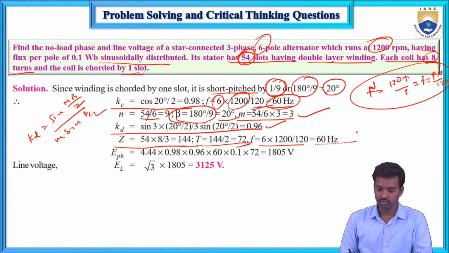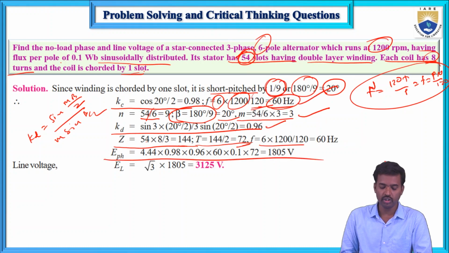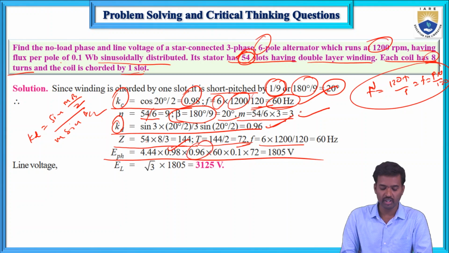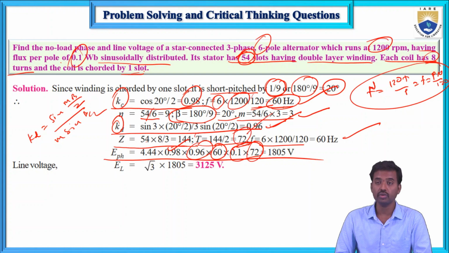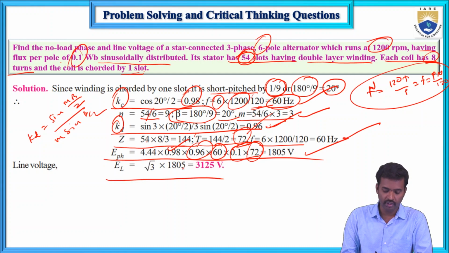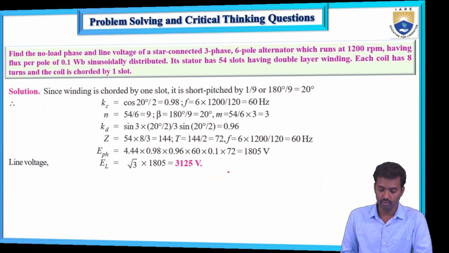Here the frequency value is 50 Hz, and if you substitute in this, Kc equals 0.96 and Kd equals 0.96, 60 is the frequency, and 0.1 is the flux value, and number of turns T equals 72. So this is 1805, the phase voltage, and EL is the line voltage, root 3 into 180, so 3125 is the line voltage.